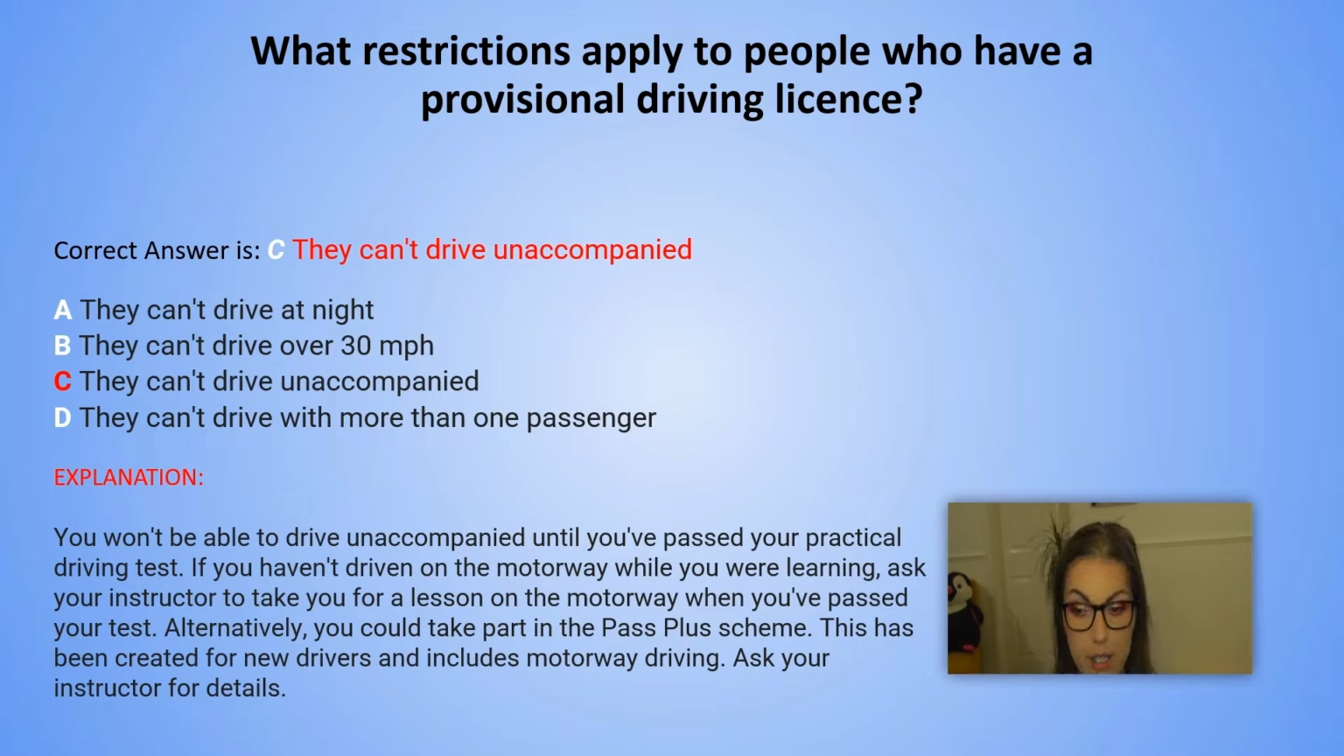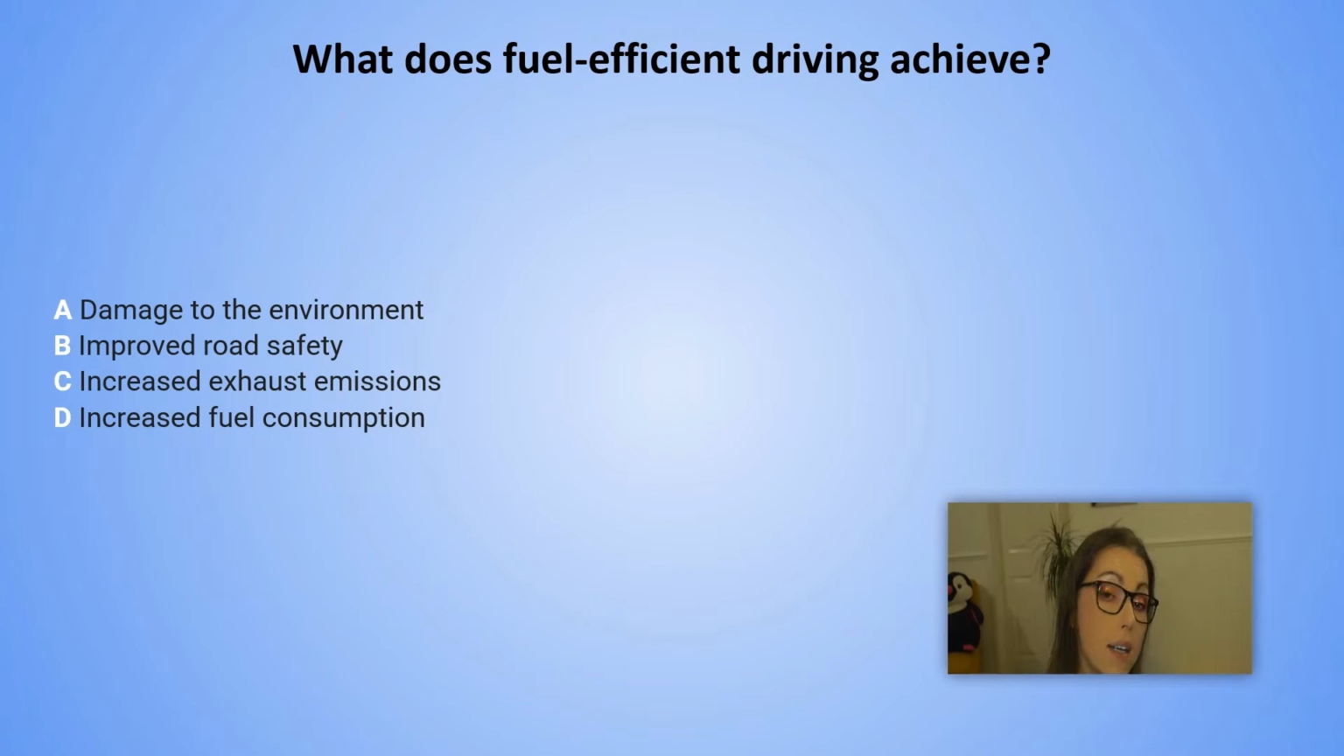Next question. What does fuel efficient driving achieve? A. Damage to the environment. B. Improved road safety. C. Increased exhaust emissions. D. Increased fuel consumption. Let's start the countdown. 5, 4, 3, 2, 1.